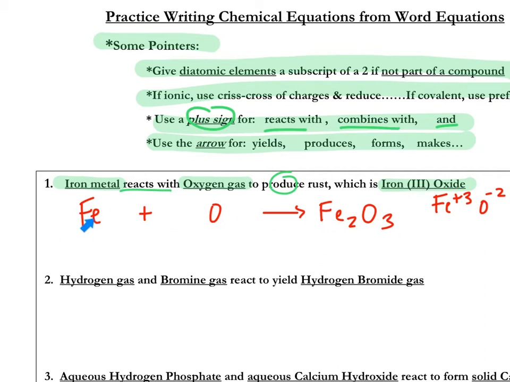Well, here I've got 1 iron, here I've got 2 irons. Here I've got 1 oxygen, here I've got 3 oxygens. So I can simply balance this equation by putting a coefficient 2 in front of iron. So now I've got 2 irons here and 2 irons here. I can add a coefficient of 3 in front of oxygen, giving me 3 oxygens here and 3 oxygens here. So now my equation is balanced.